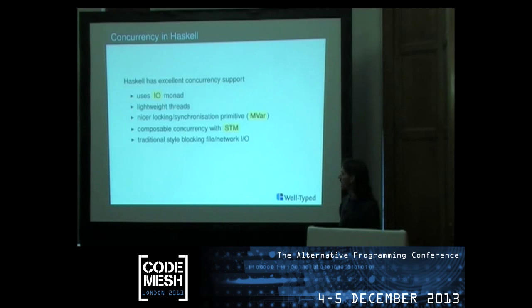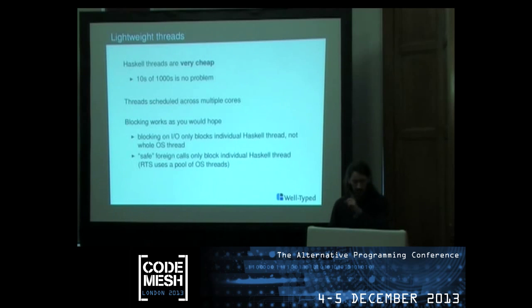It's great stuff. And the other really nice thing is that we have traditional style blocking I/O. Which I think is underappreciated. I'll say more about that in a second. Yes, so Haskell threads are very cheap. Like in Erlang, like Erlang's lightweight processes. You can have tens of thousands of them, and that's no problem whatsoever. Right? These are clearly not using operating system threads, right? These lightweight threads are scheduled across cores by the runtime system.